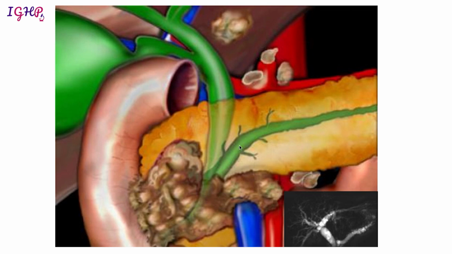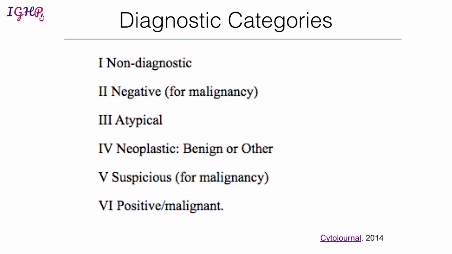This double duct sign is very specific for pancreatic carcinomas. In the double duct sign, if the ductal caliber is more than 5 mm, that indicates that the duct is dilated, and if it is more than 10 mm, that is 1 centimeter, then it definitely indicates a definite ductal dilatation. It is a very sensitive sign to know that the mass we are seeing in the pancreas is actually a malignant tumor.